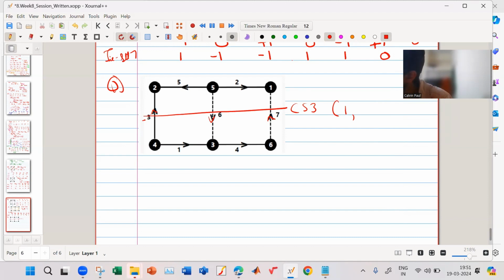For 6 I will give 1. 7 I will give minus 1. If I use this way, that I see just what the line has cut, and I say whatever is going out is 1. Like if this is going out, then this which is going out also is 1. This which is coming in is minus 1. But this is not correct because all the arrows are not in the same direction of the cut set.